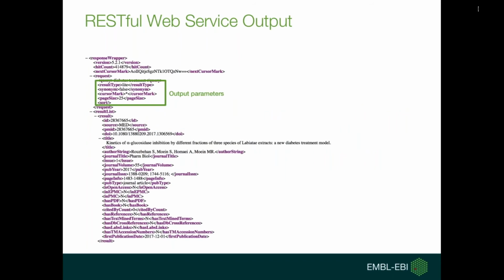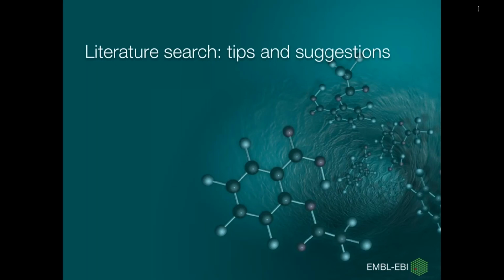So once again, we come back to the slide with results from our initial query for diabetes treatment. And you can see here that all of the output parameters, even those that we did not specify and were set to default, are shown here just below your query: the result type, the cursor mark, the page size, and the sort order. If you look closely, there's one more parameter mentioned here, synonym, and I'd like to focus on it in more detail in the next section.